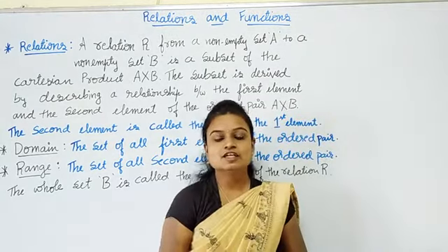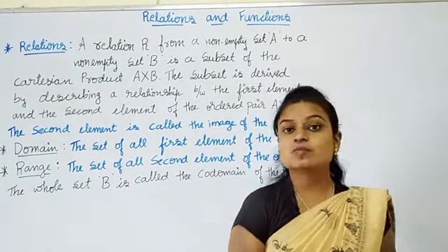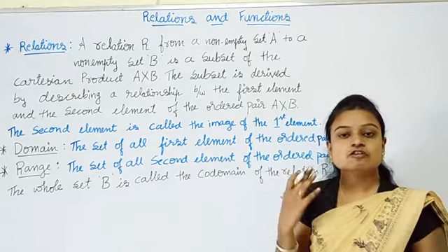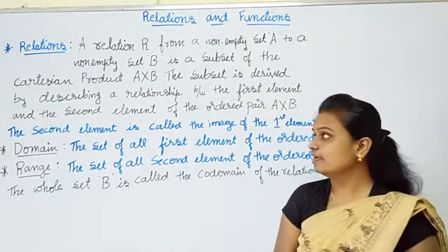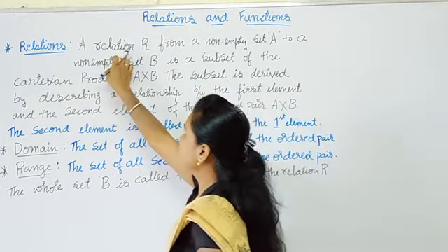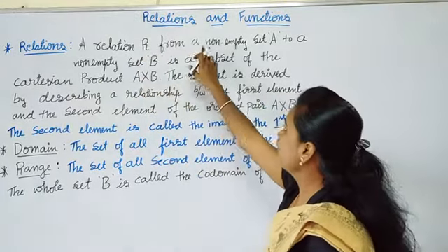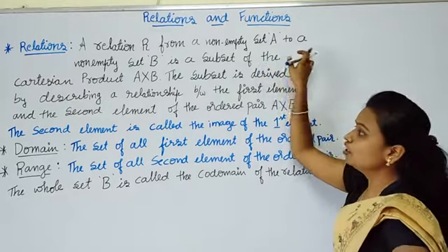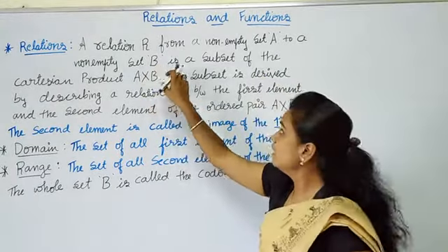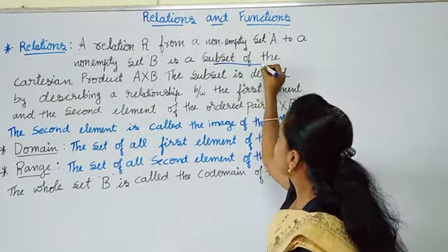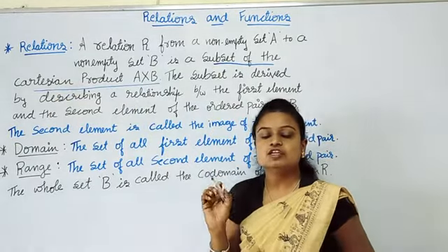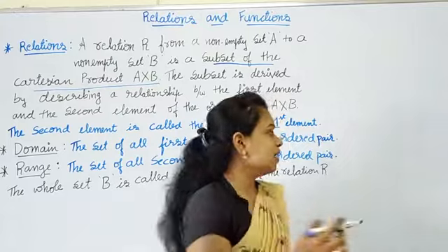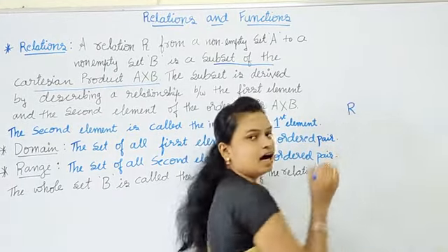Dear students, in this session I am going to explain about relations. So first of all, we have to know the definition of a relation, right? The definition is: a relation R from a non-empty set A to a non-empty set B is a subset of the Cartesian product A cross B. The relation is denoted by capital letter R.